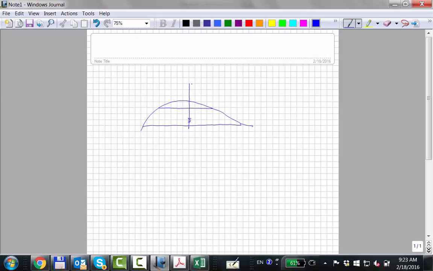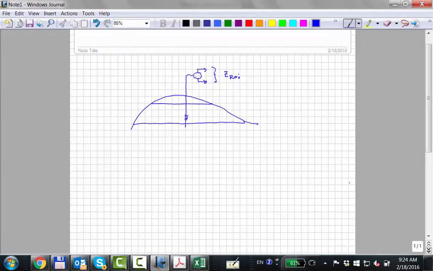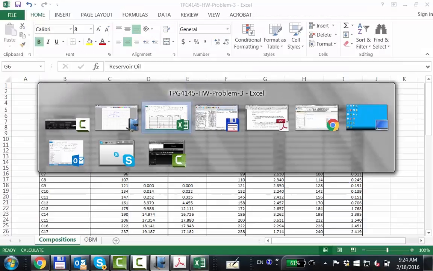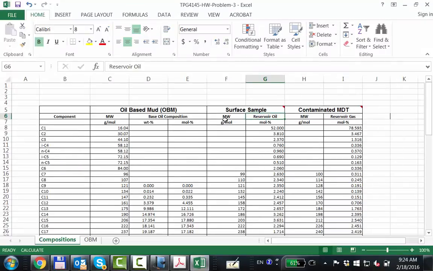Maybe it was perforated down here, and they collected samples from a testing system. They recombined those samples to come up with this composition of what I call the reservoir oil. Okay? I'll make this just a little bit bigger so you can see it. So that's our reservoir oil sample, and that's the set of compositions. What I say, surface samples, it's of the reservoir oil.